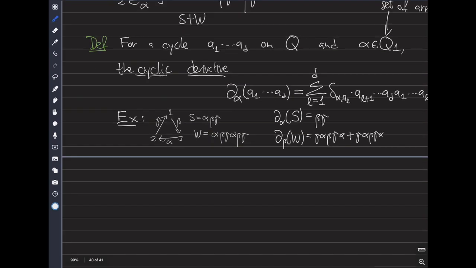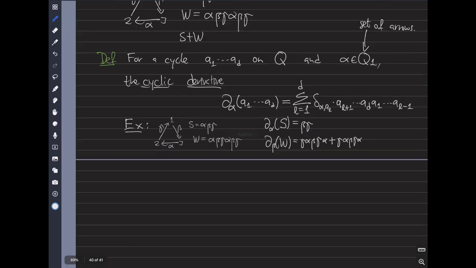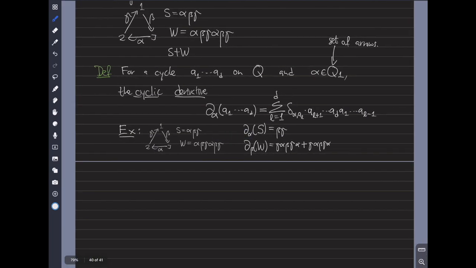Okay, and then what is the cyclic derivative of an arbitrary potential? For each cycle I know what to do, so it's just the C-linear extension of this rule. And we have a cyclic derivative with respect to alpha of any potential, and this is always an element of the path algebra.